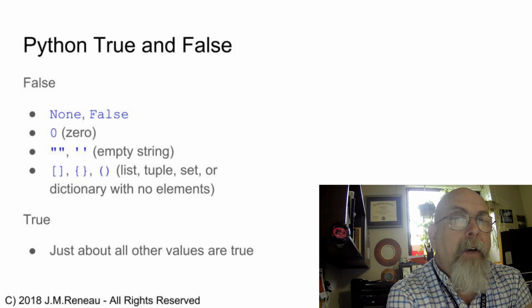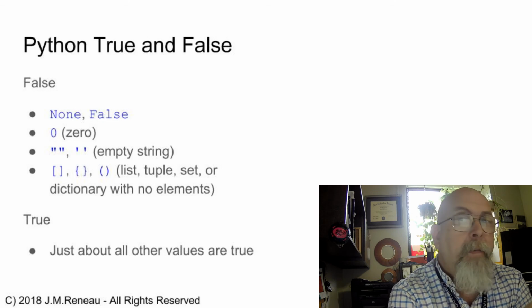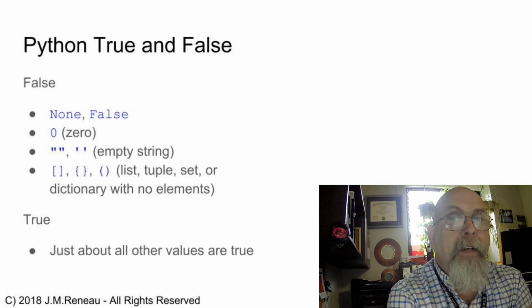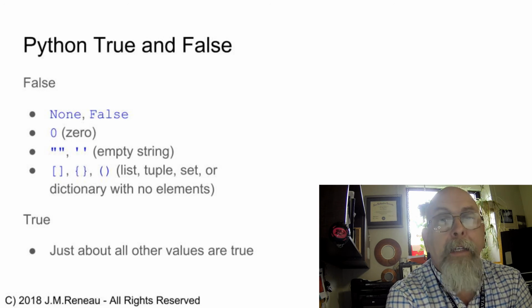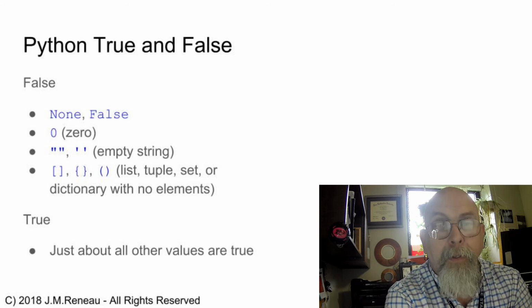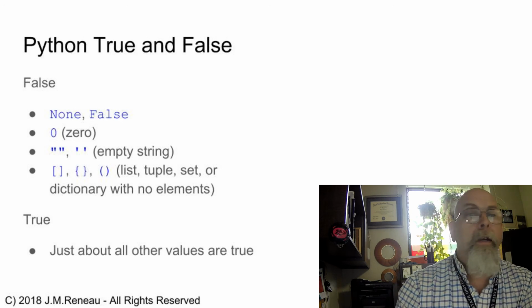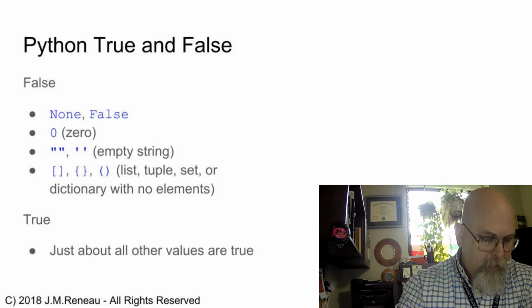And any other value, like a negative number, a positive number, a string with letters in it, or a list with values in it, is considered true in Python as we're using the Boolean operators that you'll see on the next screen.